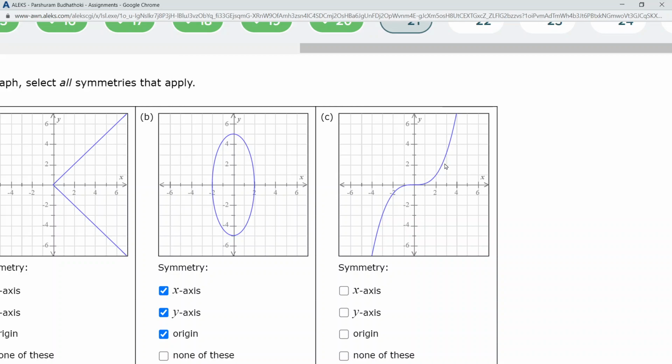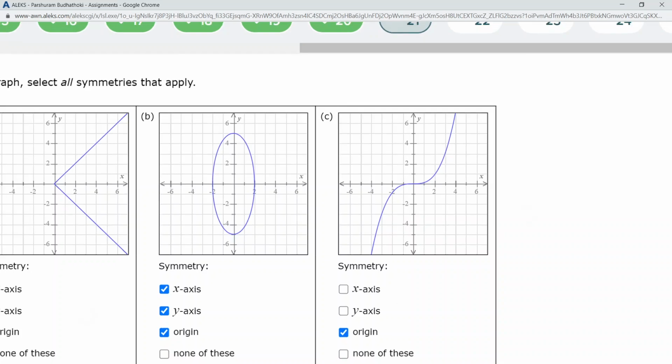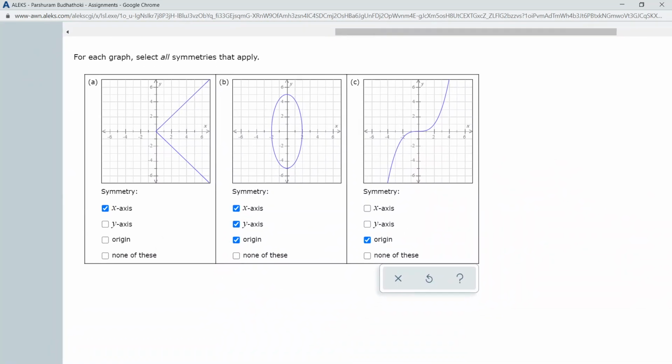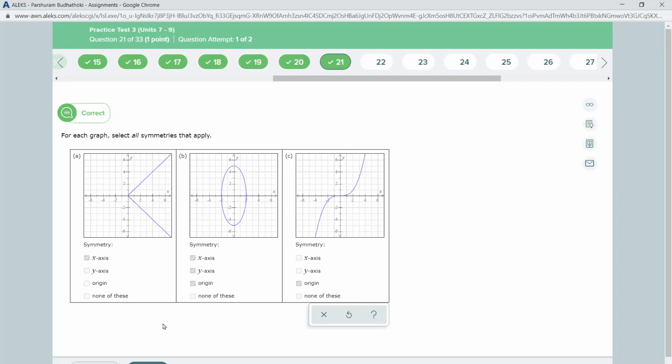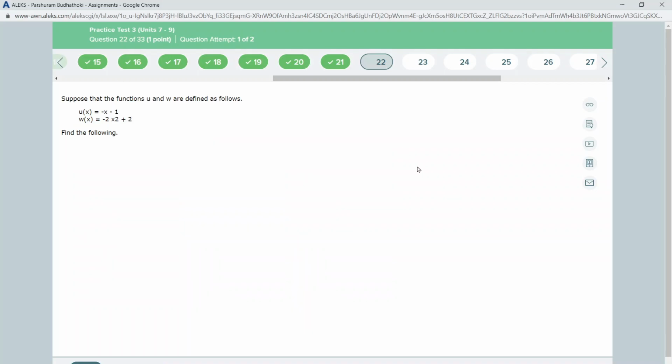For any point, you are going to find the negative of that point, meaning if you pick x and y, there will be negative x and negative y. So origin. So let's check it. What is that? It's taking time. Check it. So this is correct. Let's go to the next problem.